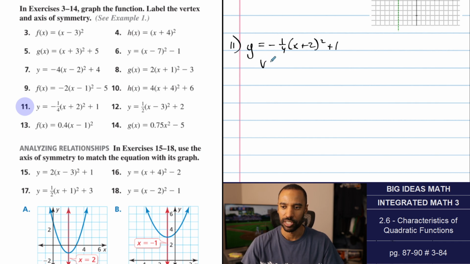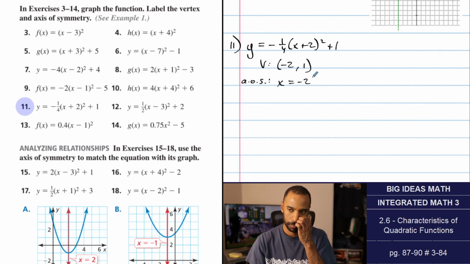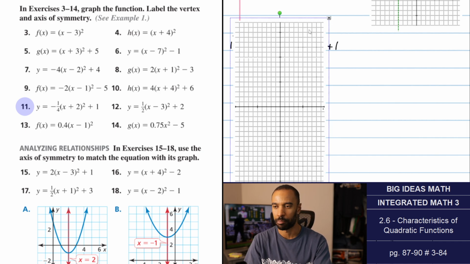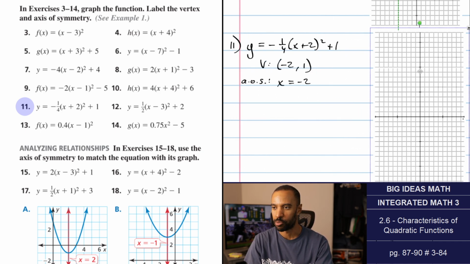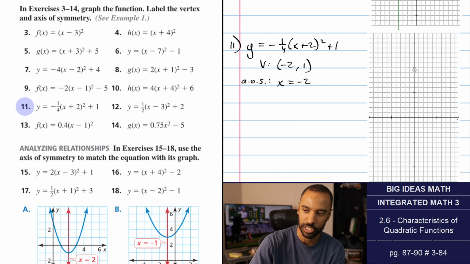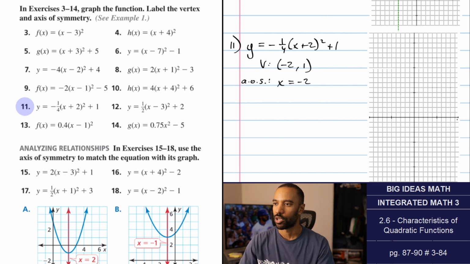You won't see anything different really with vertex and axis of symmetry, but this is our first instance, at least in this section, of a fraction stretch factor. In this case, a compression factor. Dividing your numbers by 4 instead of multiplying by 4. And yes, it does flip over. So your x, negative 2, 1, x equals negative 2 axis of symmetry.